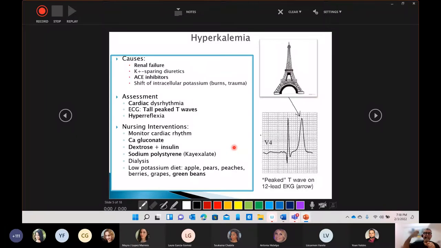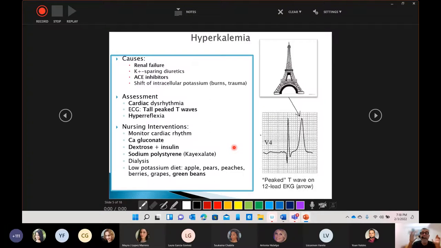Hyperkalemia is seen mainly in renal failure. So 99% of clients with hyperkalemia you will see are renal failure. Of course, there are other causes of hyperkalemia. Don't forget this phenomenon that inside the cells, you have a lot of potassium. The 3.5 to 5 is in the blood, not in the cells. But inside the cells, you have more than 150 milliequivalents of potassium.